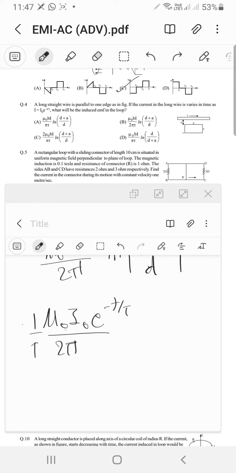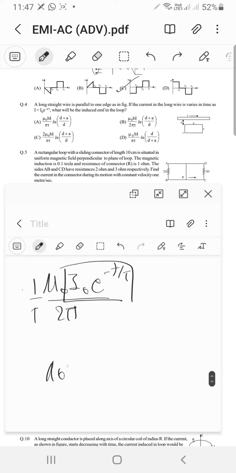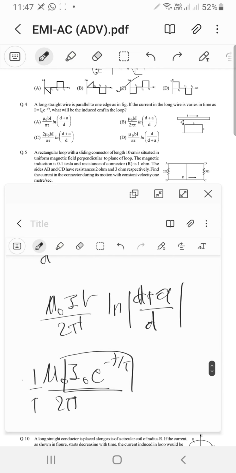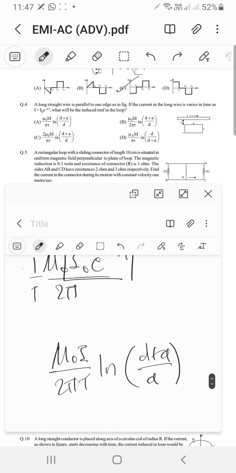Oh yeah, so this thing, it's I. That makes sense. So mu naught I upon 2 pi tau, and whatever this thing is, natural log of t plus a upon a. So upon a or d? Upon d, right? Because it starts with d. Yeah, which means this should be this thing. Yeah, that looks right. Next question.